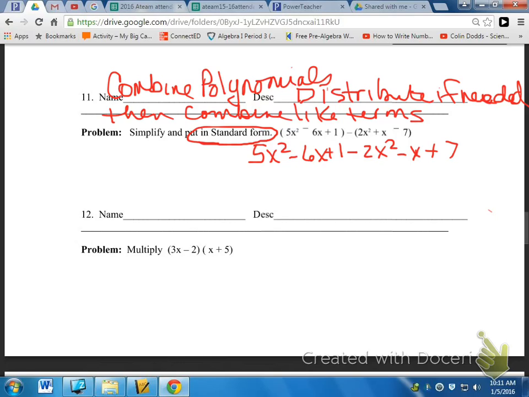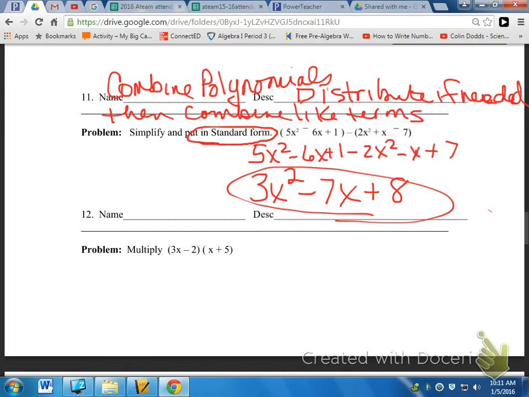All right, so after you get the distributive done, combining means that anything with the common exponent needs to be combined together. There can only be one of each one remaining. So we've got a 5x squared and a minus 2x squared, or negative 2x squared. So when we combine that, that's going to be 3x squared. Then you go to the x term. I've got negative 6x and negative 1x. That would be negative 7x. And the constant term would be 1 and 7, so that's 8. So 3x squared minus 7x plus 8.